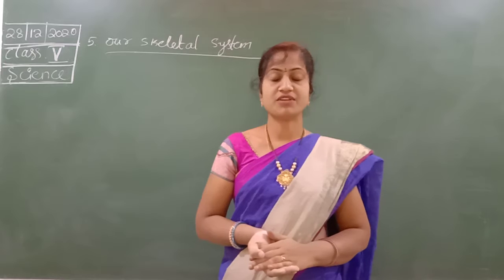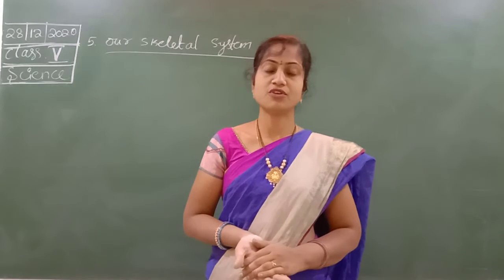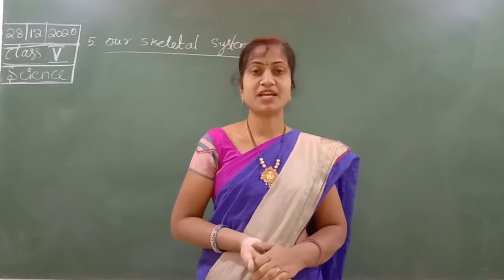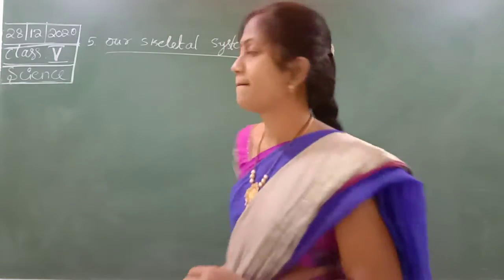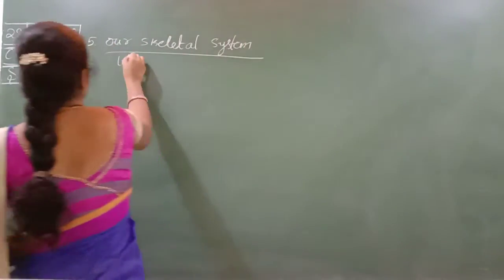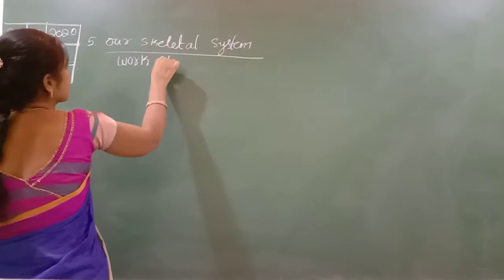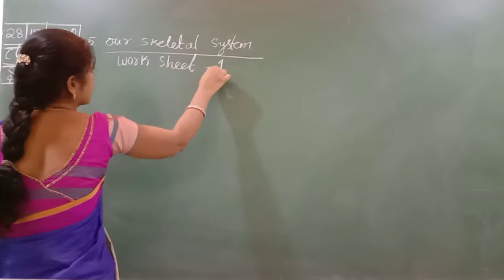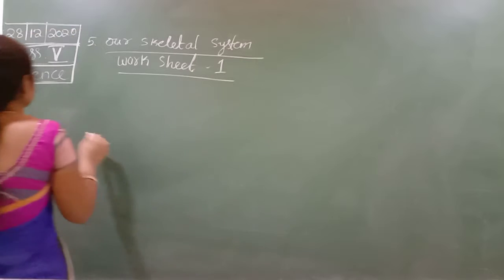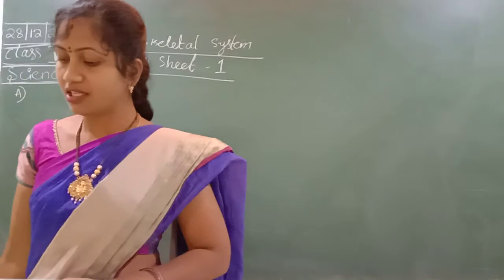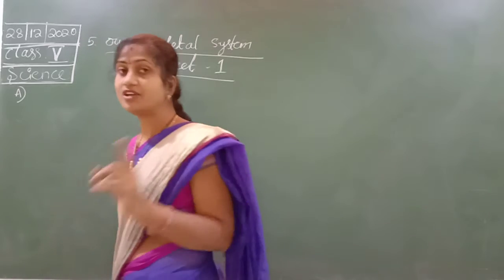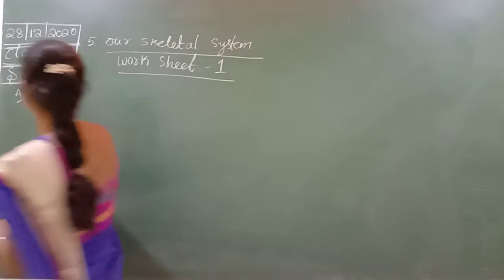So worksheet number 1 and worksheet number 2 have now. I will explain worksheet number 1. Okay, all of you open your worksheets, children. So A bit. Answer the following. One word answers. Okay.